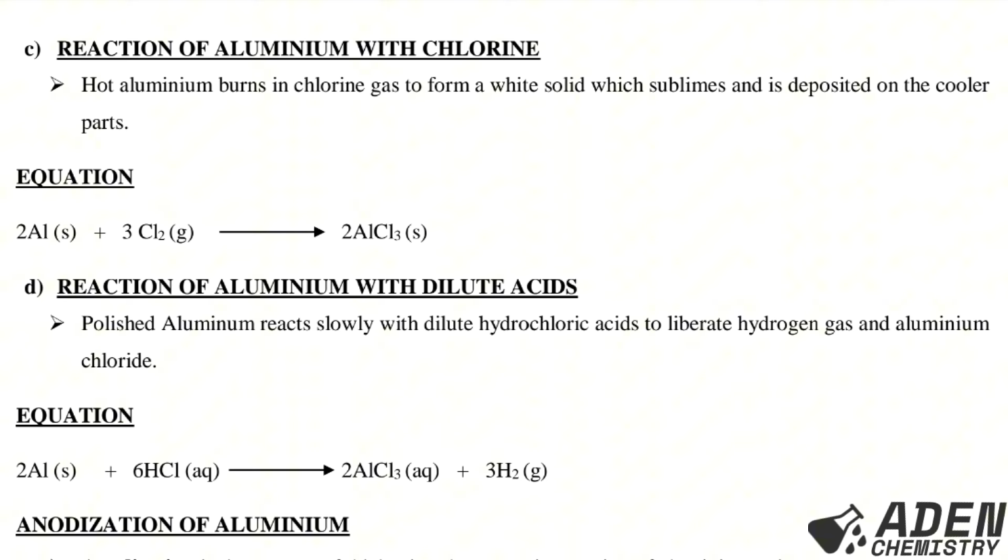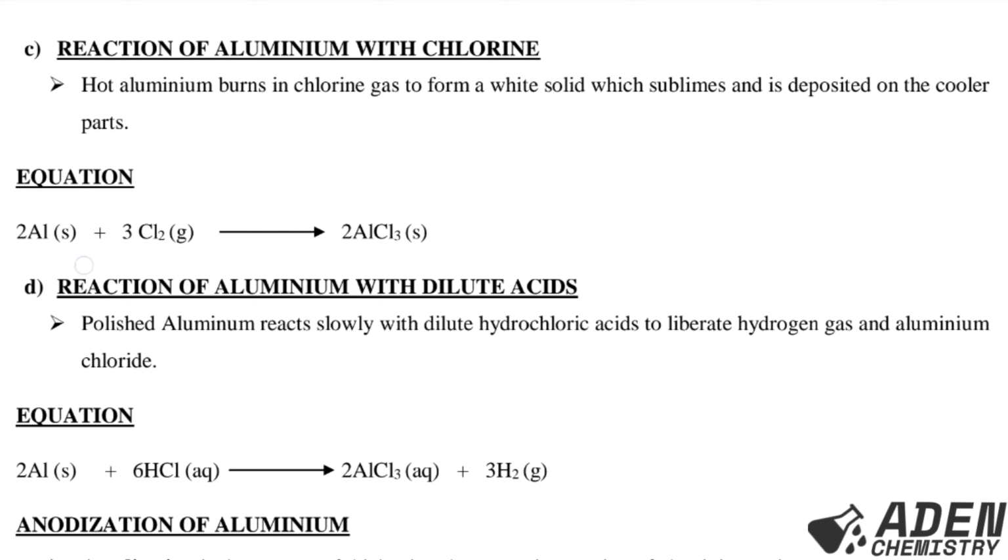Hot aluminum burns in chlorine gas to form a white solid, which sublimes and is deposited on the cooler parts. Remember, we had substances that undergo sublimation, and one of them is aluminum chloride. So when 2 moles of aluminum solid react with 3 moles of chlorine gas, we get 2 moles of aluminum chloride. If this aluminum chloride is heated, it sublimes and is converted to vapor, which is deposited on the cooler parts. That's anhydrous aluminum chloride.